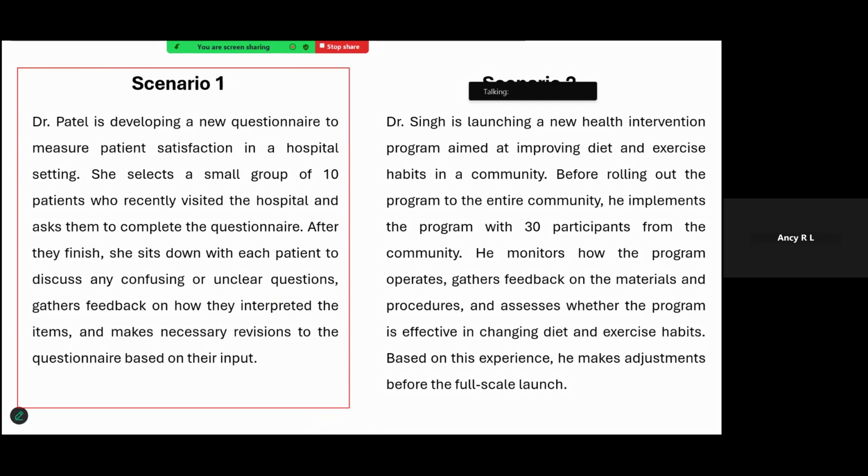Dr. Patel is developing a new questionnaire to measure patient satisfaction in a hospital setting. She selects a small group of 10 patients who recently visited the hospital and asks them to complete the questionnaire. After they finish, she sits down with each patient to discuss any confusing or unclear questions, gathers feedback on how they interpreted the items, and makes necessary revisions to the questionnaire based on their input.